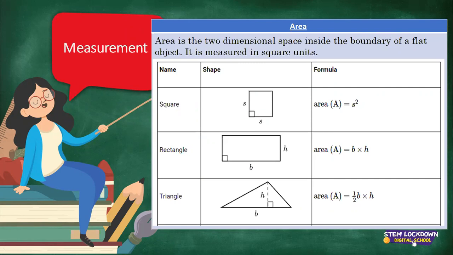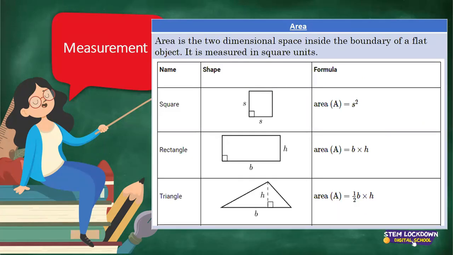So area is the two-dimensional space. When we talk about area, we talk about a 2D shape, a 2D space. With 2D shapes, we talk about area, and with 3D shapes, we talk about volume.